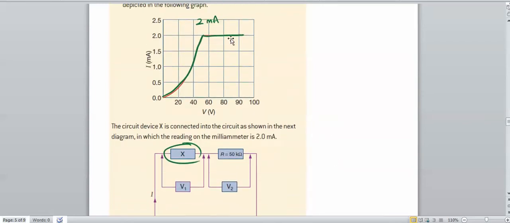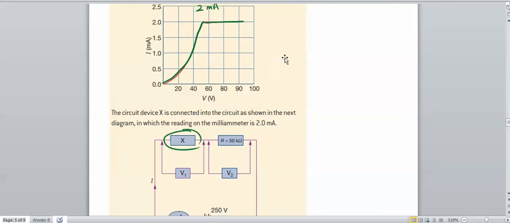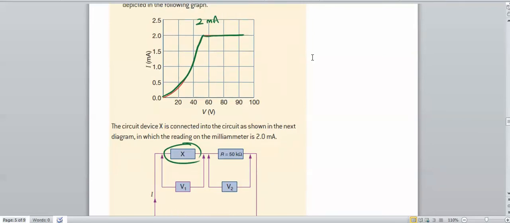Well, from 60 to 100, the resistance is V equals IR. So it's going to be, for example, at 60, it's going to be 60 divided by 0.002, which is, say, 30,000 ohms.